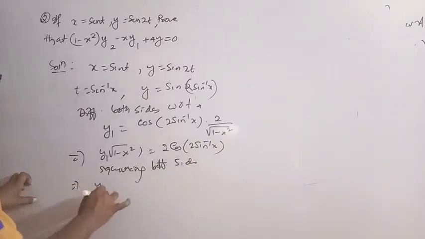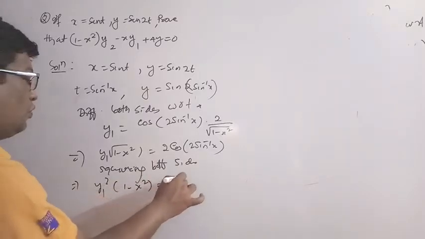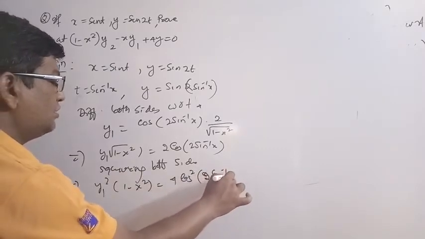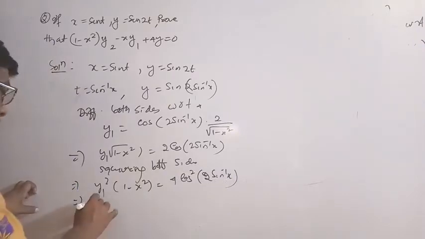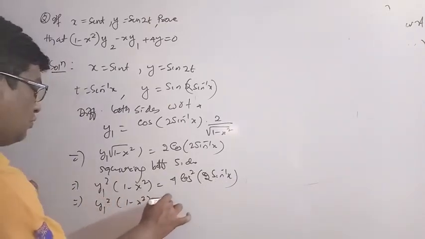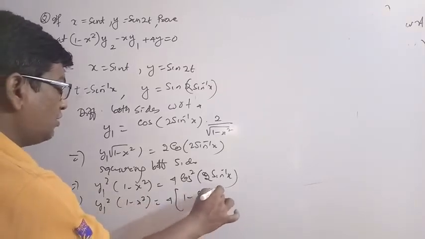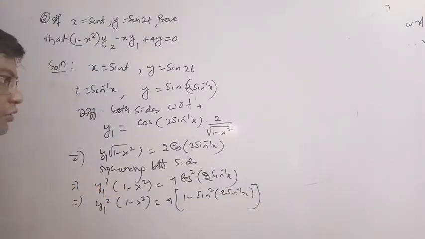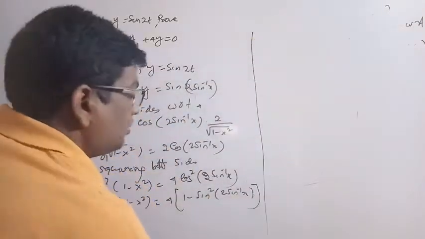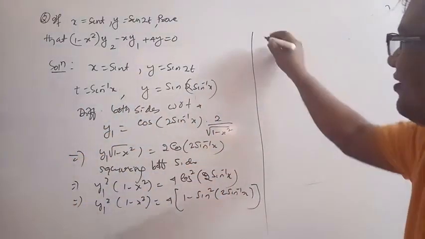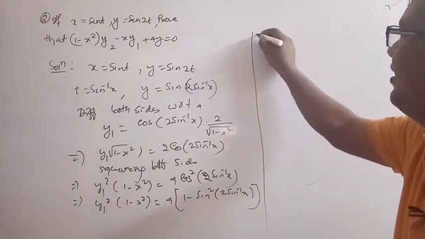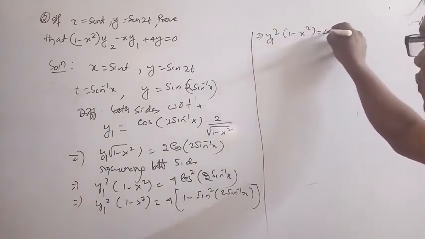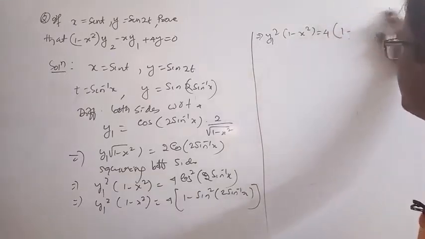So y1 square into (1 minus x square) is equal to 4 into cos square of 2 sin inverse x. This is equal to y1 square into (1 minus x square) is equal to 4 into 1 minus sin square of 2 sin inverse x, so this is equal to 4 into (1 minus y square).